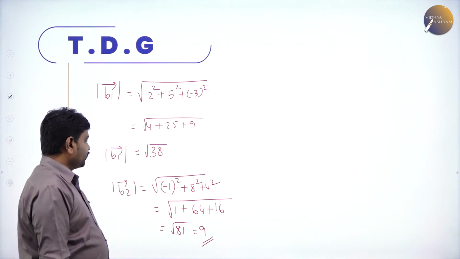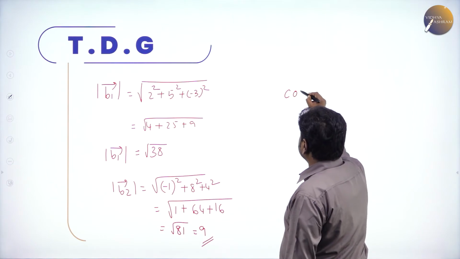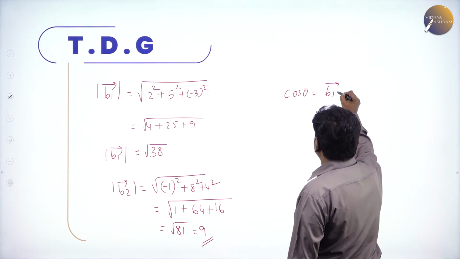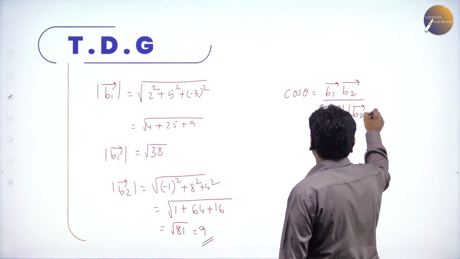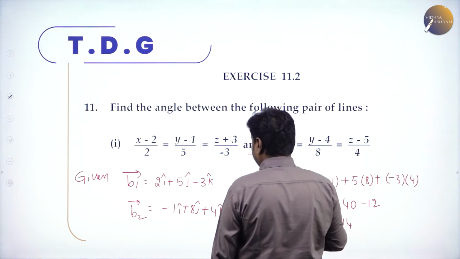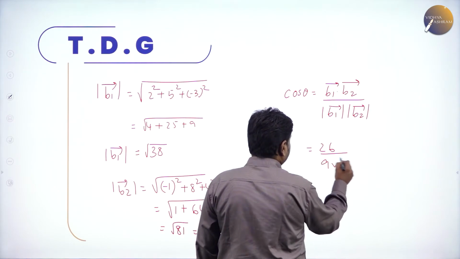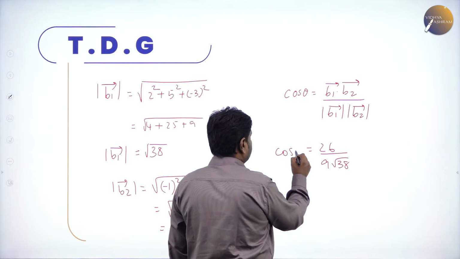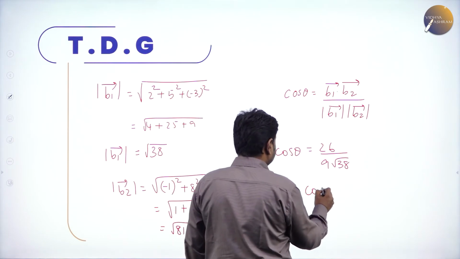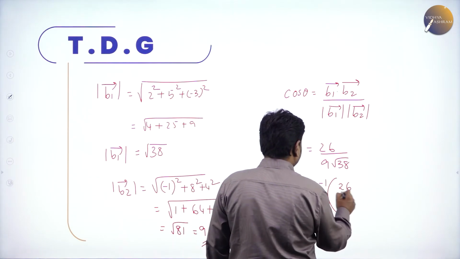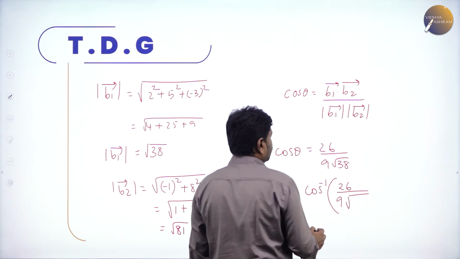Okay. So now we got this, and we find the angle between the pair of lines. How to find the angle between a pair of lines? Use the formula: cos theta is equal to vector b1 dot vector b2 by magnitude of b1 into magnitude of b2. Substitute in the formula. b1 dot b2 we got is 26, divided by 9 into root 38. This is cos theta, and we need theta. So further we cannot divide it. So theta is cos inverse of 26 divided by 9 into root 38.